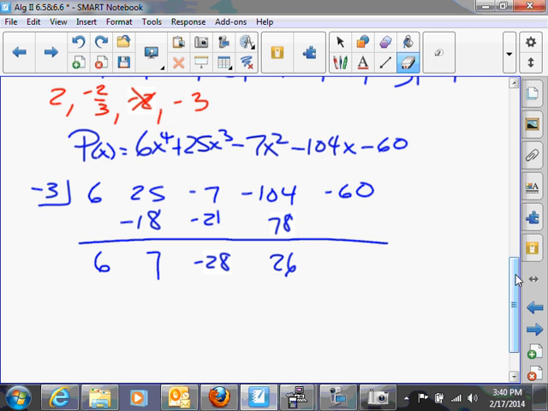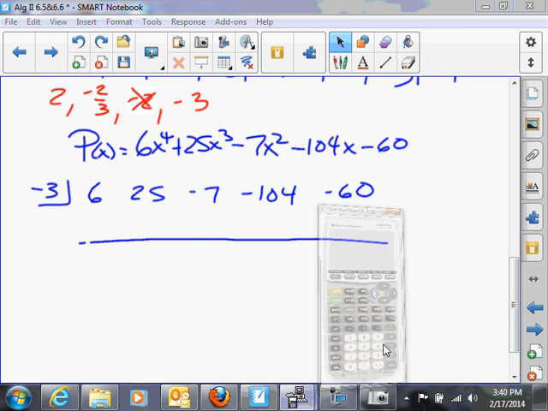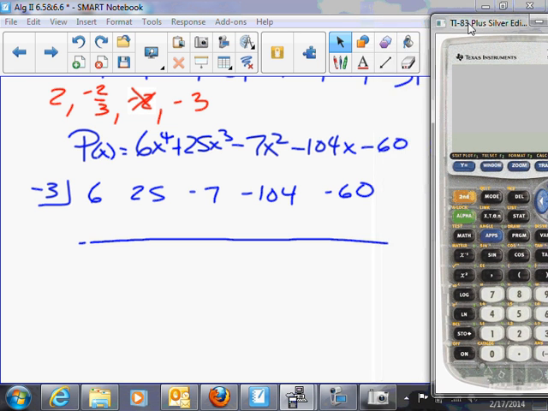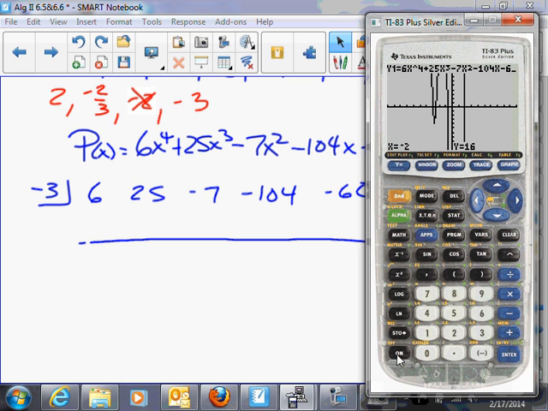I've made a mistake here someplace. Let's go back and do this again. I'm not quite sure what's going on here. I may have to use a calculator because I've made some kind of a mathematical mistake. This one's supposed to work. Did I do that right? 6, 25, -7, -104, -60. Yeah, okay. So now, second time.